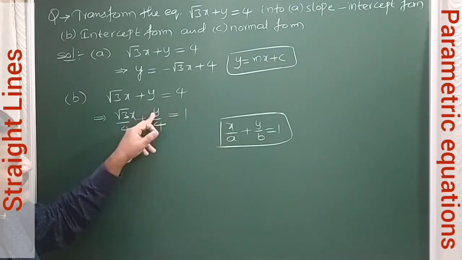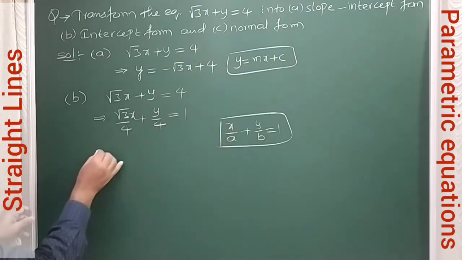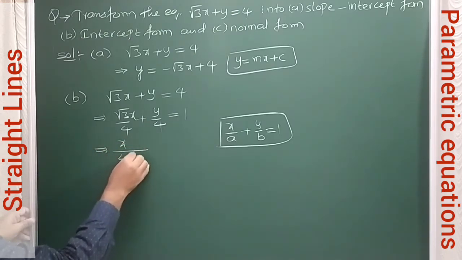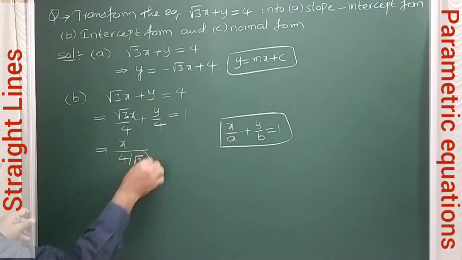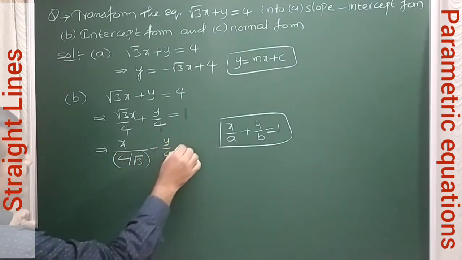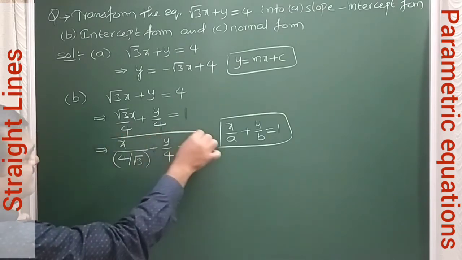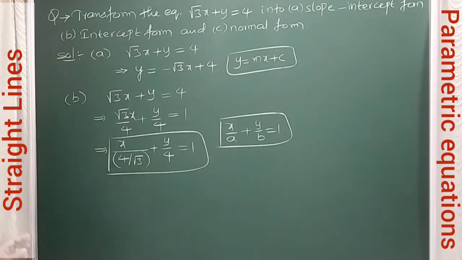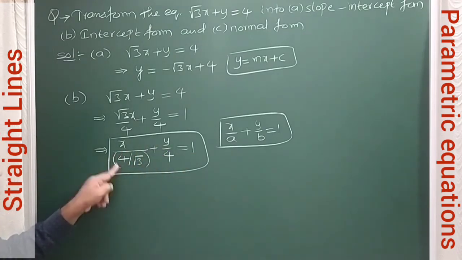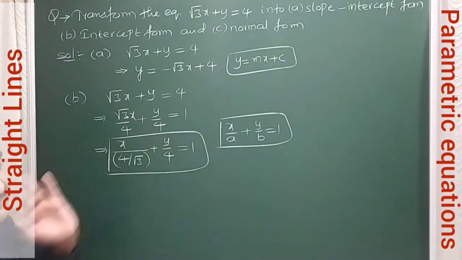So therefore I will write this as x by 4 by root 3, no problem. X by 4 by root 3 plus y by 4 is equal to 1. This is the intercept form. You can see x by a plus y by b equal to 1. This is the x-intercept, this is the y-intercept.